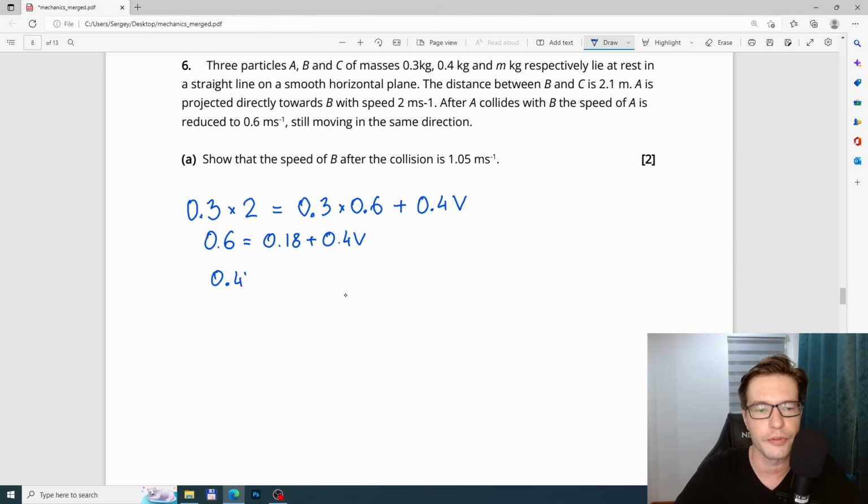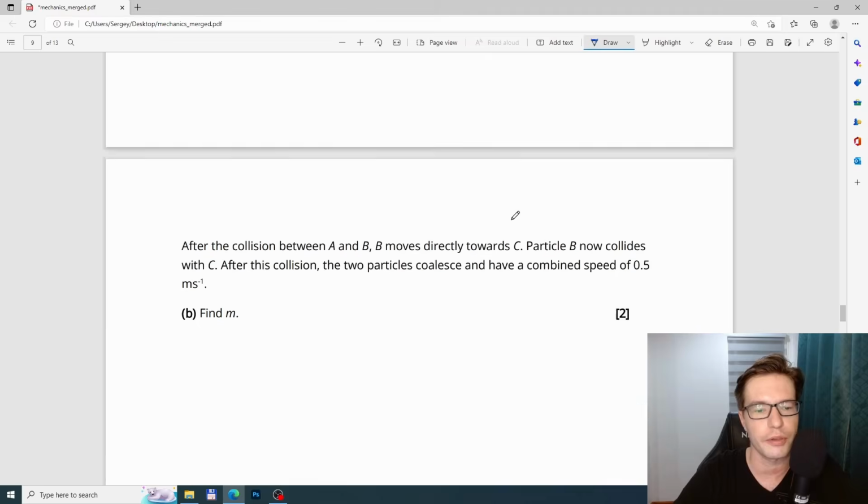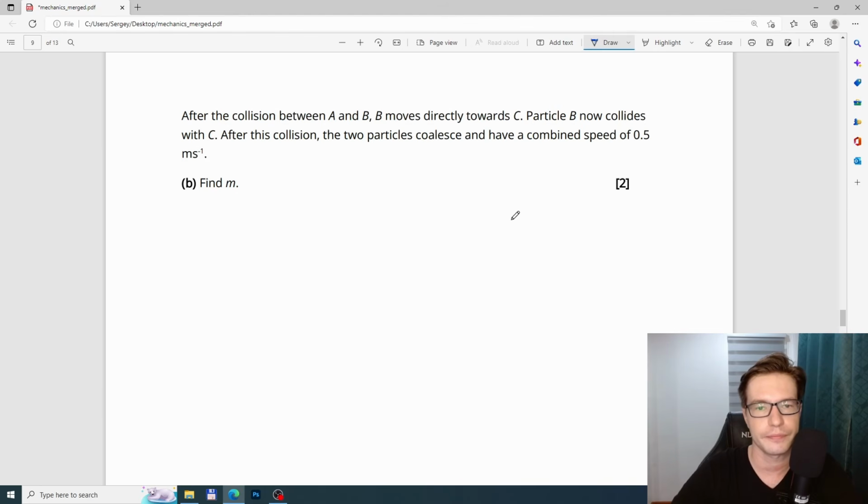So I got 0.4v equals 0.42. And from here, v equals 1.05, which is exactly what we had to show. And let's move on to part B.